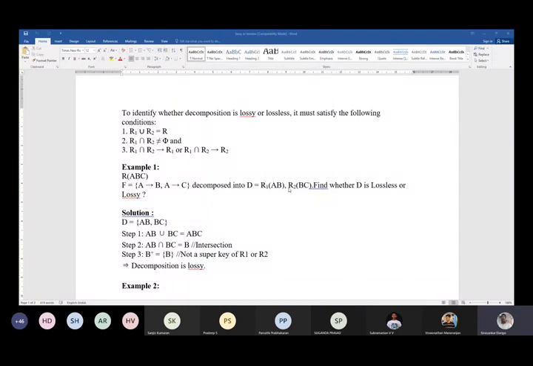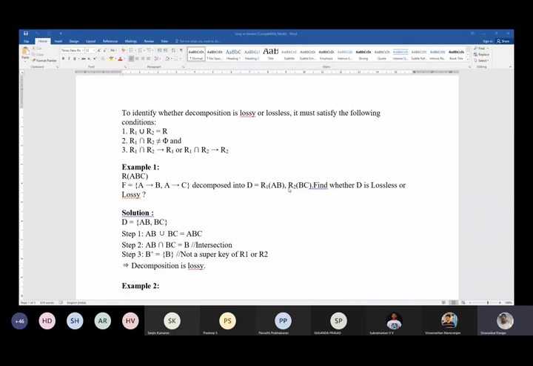Now we are going to check the third condition, right? The third condition is that R1 intersection R2 logically determines R1, or R1 intersection R2 logically determines R2, right? Now we are going to check B closure. So R1 intersection R2 is going to be B. So you need to check whether B closure logically determines AB or B closure logically determines BC. So what is B closure? B closure is going to be only B, right?